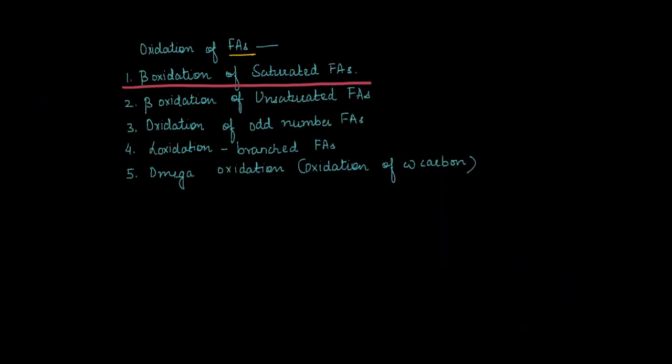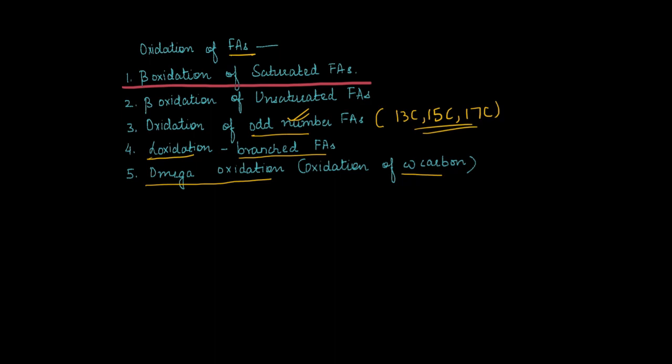Now, because fatty acids are of different types, they can be saturated or unsaturated or odd number, maybe branched. So there are different types of oxidation: beta oxidation of saturated fatty acids, beta oxidation of unsaturated fatty acids, oxidation of odd number fatty acids. Odd number means that the fatty acid has 13 carbon, 15 carbon, 17 carbon, which is rare. Then there can be alpha oxidation, of branched fatty acids, and omega oxidation, where the omega carbon is going to be oxidized. In our syllabus we only have beta oxidation, and that too of saturated fatty acids.